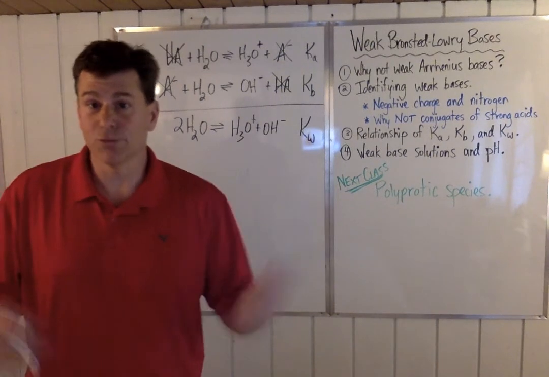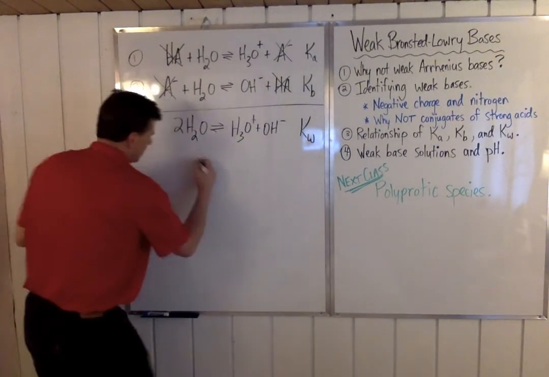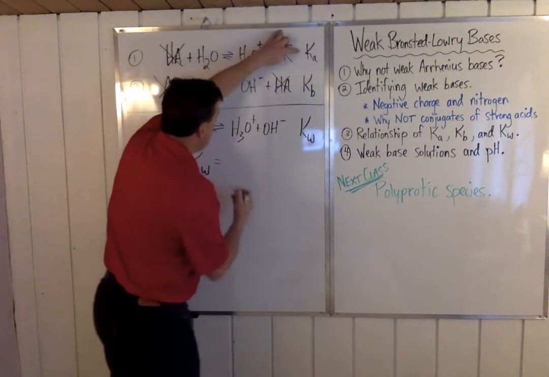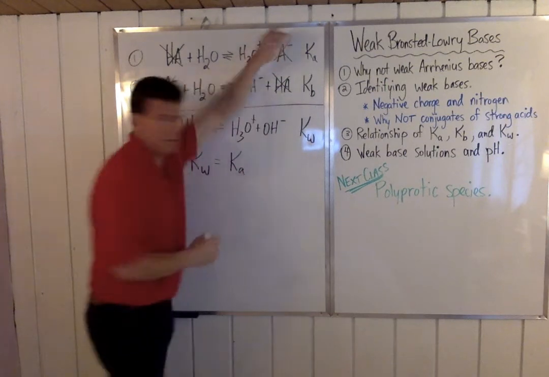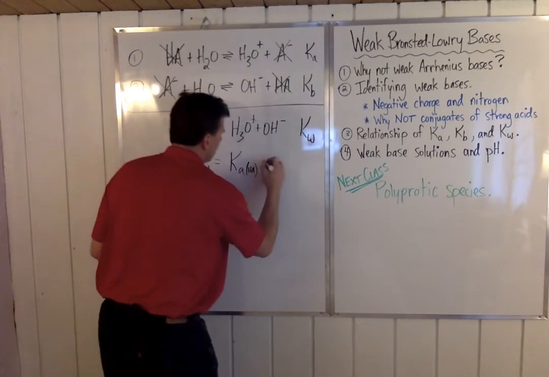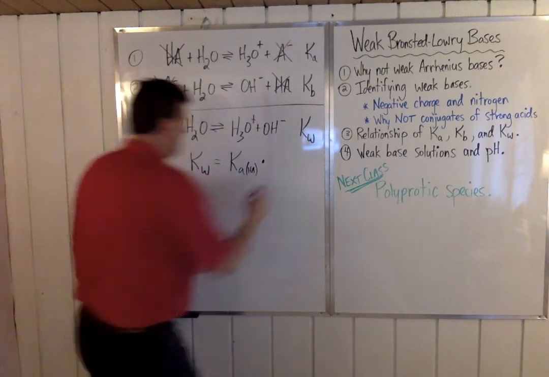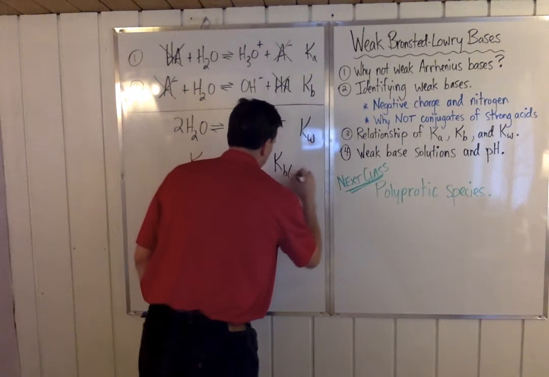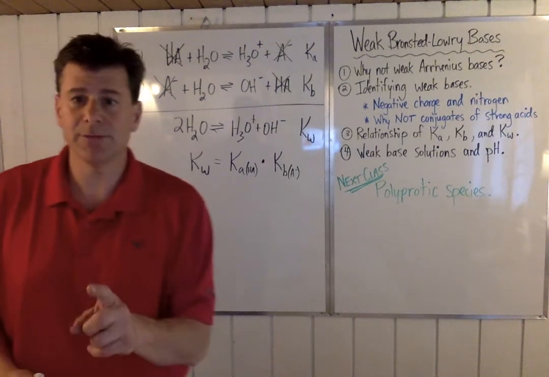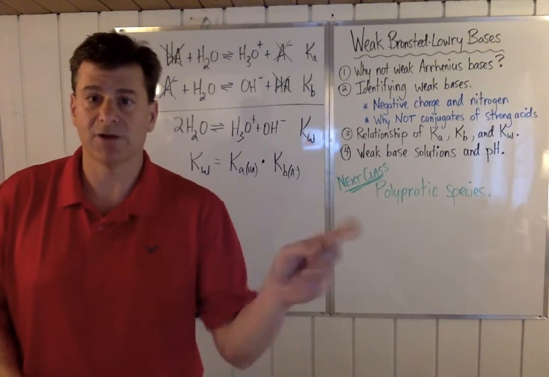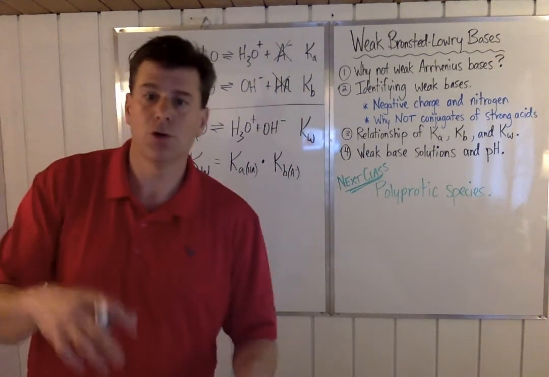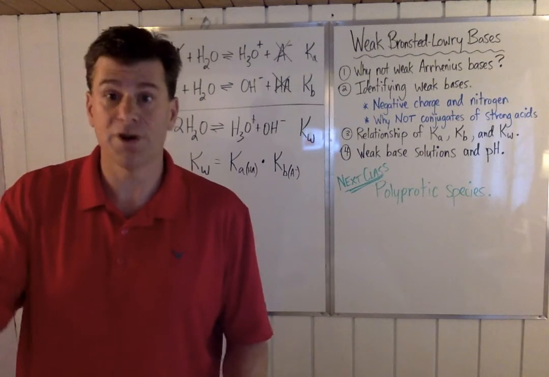So that's the rule, which means that this equilibrium constant, Kw, equals the Ka of an acid, okay, so I'm going to put in brackets right here, HA, times the Kb of its conjugate. Kw equals Ka times Kb of the conjugate. So as long as you know one of those two, you know the other one for its conjugate.